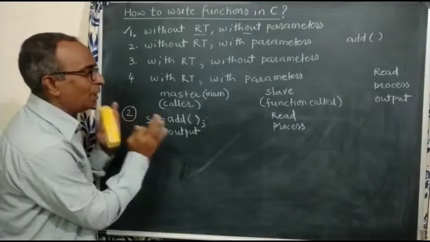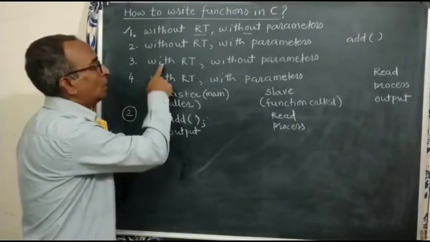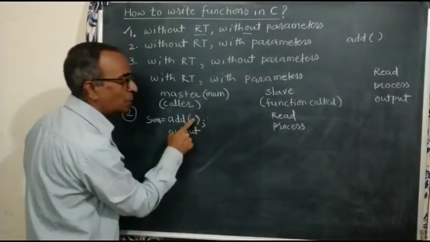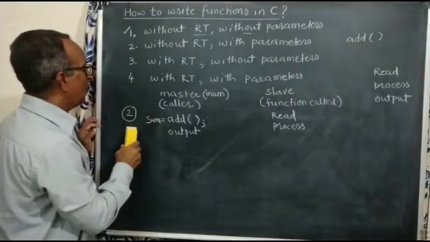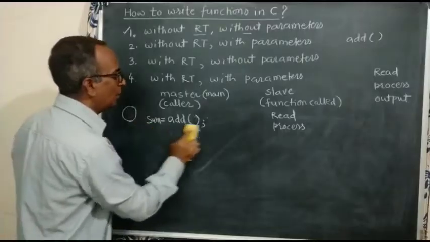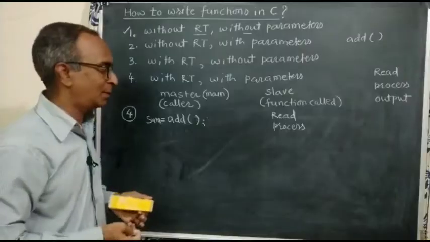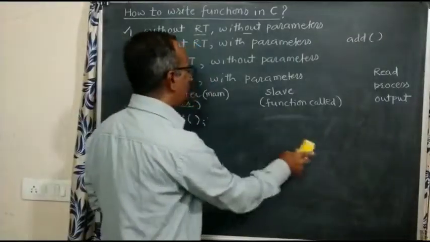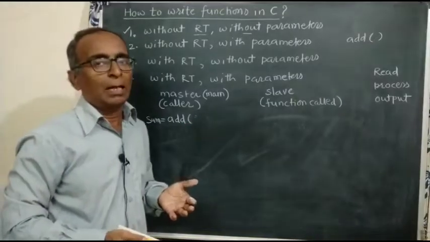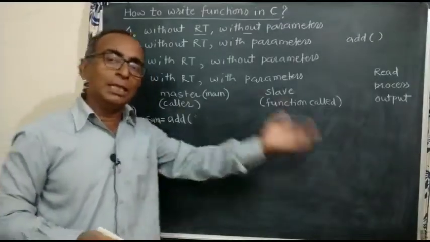So this will be the scenario in the third case, with return type, sorry. You are expecting something from the function but without parameters. You are not sending any parameters. So this is third. Then the fourth way is with return type with parameters. Now who will do what? Let us see. With return type, I am expecting something from slave or function. With parameters, I am sending also.